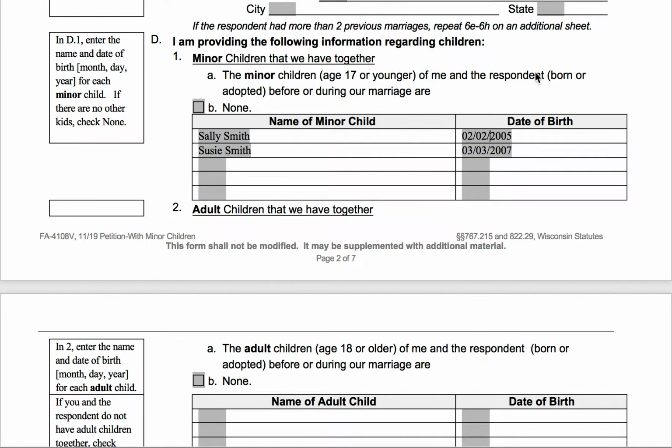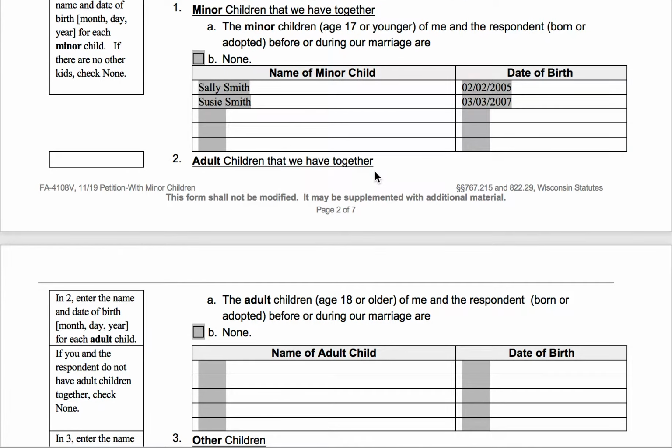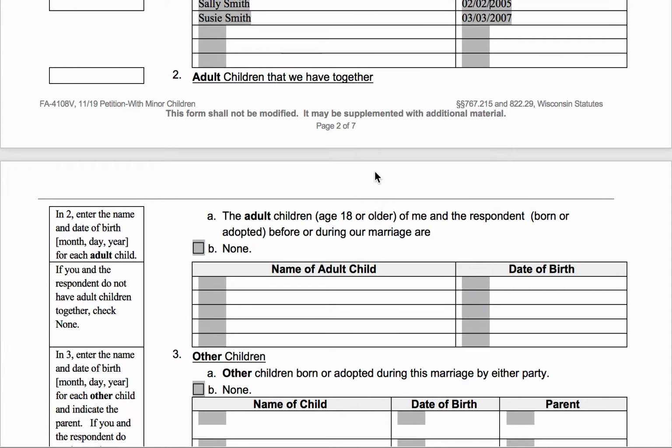So there you go. Get that information if you can. Not a lot of people have trouble with that, but again, everyone's situations are different. So that might also be a good thing to get some advice about if you are missing that sort of information. Here you're going to put any adult children you have together. So if you have children who are over the age of 18, those would go here.